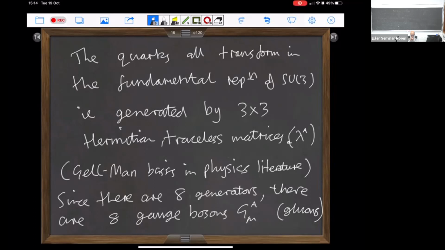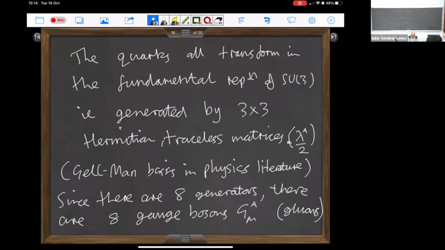So as we've mentioned, the quarks all transform in the fundamental representation of SU3. So the generators of that representation are Hermitian traceless 3x3 matrices, which are often called lambda A. Now you can choose whatever basis for those matrices you like, but there's one which is used in the physics literature called the Gell-Mann basis, which you can look up if you want. But anyway, the point I wanted to make is that since there are 8 generators, the space of Hermitian traceless 3x3 matrices is 8-dimensional, or if you like, the dimension of SU3 is 8.